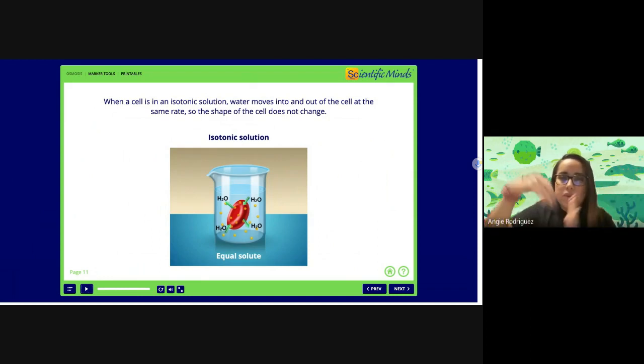It's going both ways at the same time. So it's not just going out like hypertonic and then the cell's going to shrink, and it's not just going in where the cell expands or gets chubby, hypotonic, right? It's going to go in and out both at the same time. So it's going to be perfectly balanced. The cell shape should not change. It should stay the same, or you're going to have an equal solute and equal water, right? Everything stays the same.